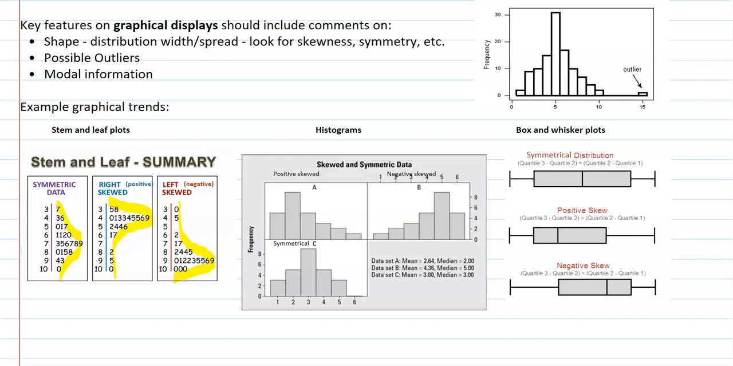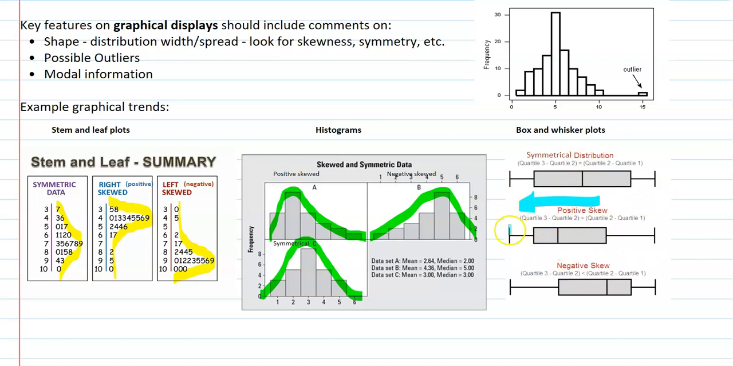Histograms, same pattern. Again, if it helps, draw a line over it so you can see positive skewed, push towards lower, negative skewed, push towards higher, symmetrical, nice and even. With your box and whiskers, symmetrical, if you split it in half, one side looks like the other. Positive skew, you can see that the box is pushed towards the lower values. Negative skew, you can see the values are pushed towards the higher values.